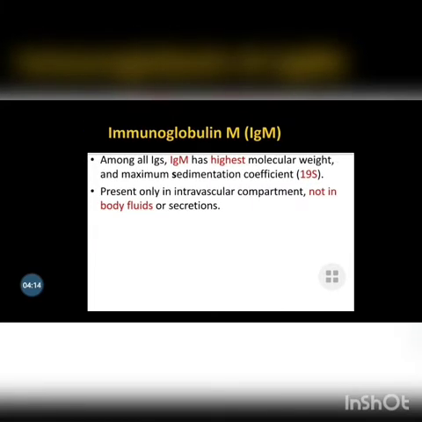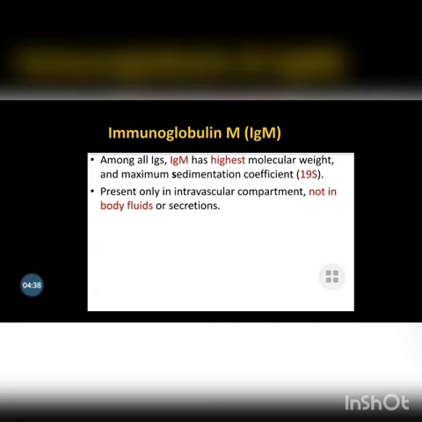So the next antibody to discuss is IgM antibodies. This IgM antibody is also known as the antibody having the highest molecular weight and the maximum sedimentation coefficient, that is 19S, and it is also known to be present only in the intravascular compartment and not inside the body fluids or any kind of secretions.